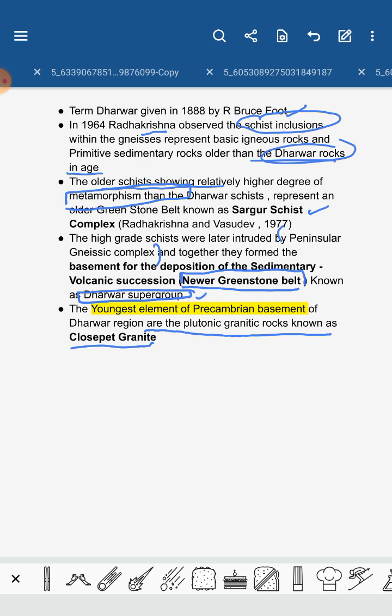We'll later study about the Precambrian basement of Karnataka, such as Ranibennur, Chitradurga, Bagalkot, Peninsular Gneiss Complex, and different parts of Sargur schist, and its location in the diagram, and where the Closepet is situated, and their vicinity to eastern and western Ghat. These parts will be done in the later section.